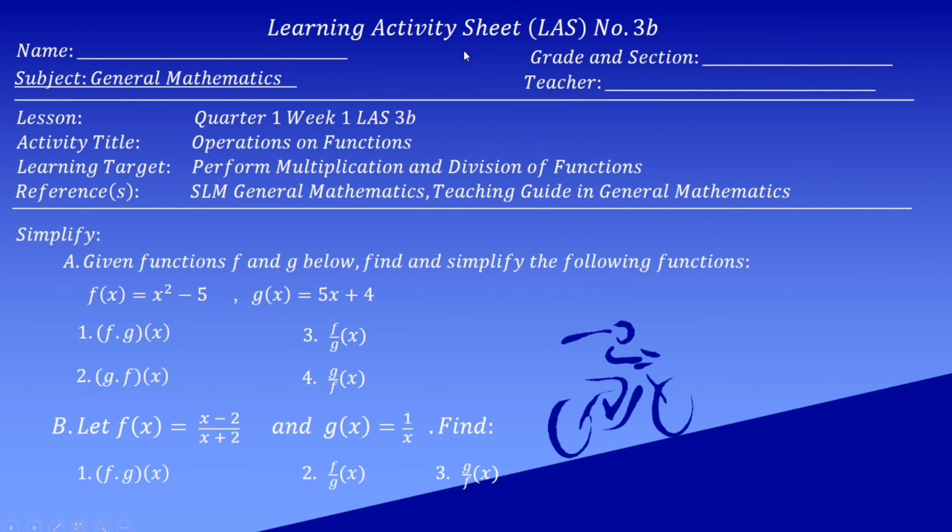And we have here the last part of 3B, the learning activity sheet. We are going to perform the multiplication and division of functions, then simplify the given functions in letters a and b.